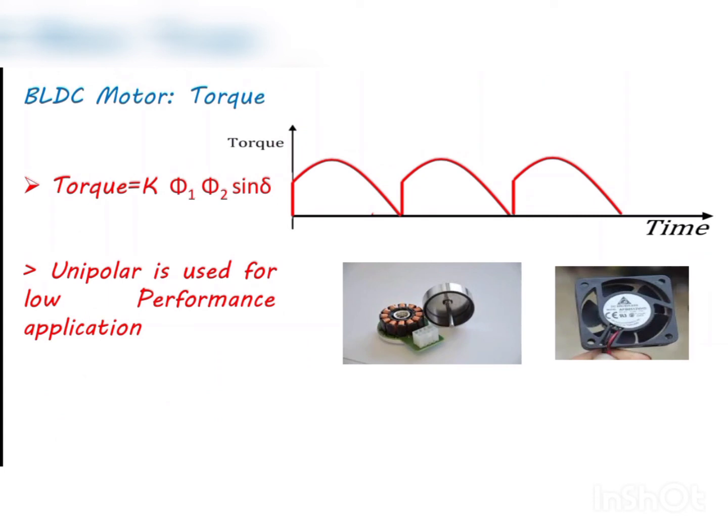If we draw the plot of torque versus time due to angle variation, torque fluctuation is observed. For low performance applications such as a CPU fan, this arrangement can be used.